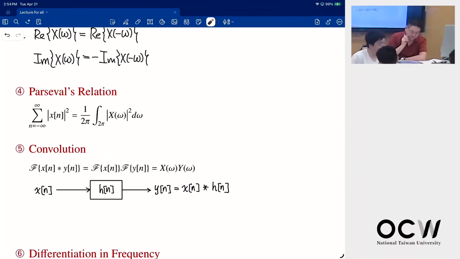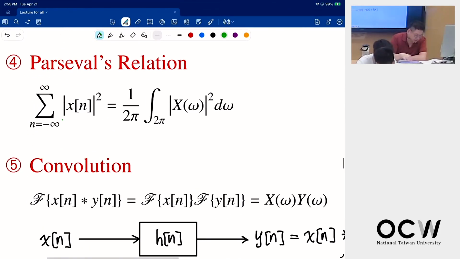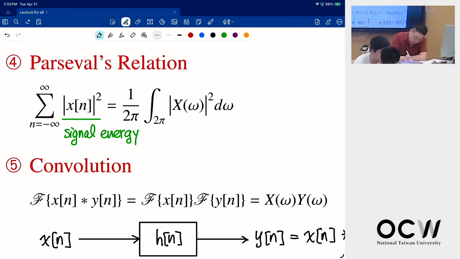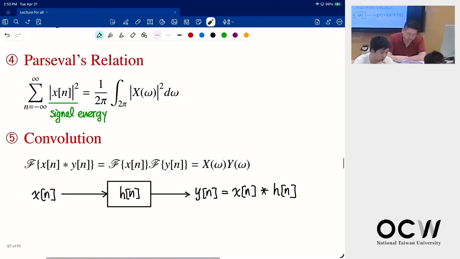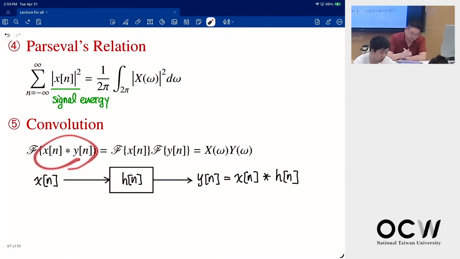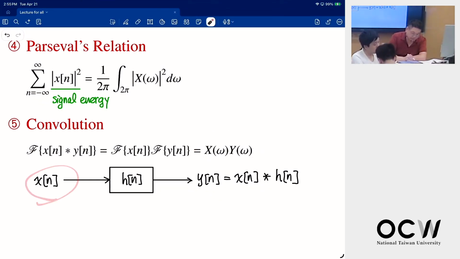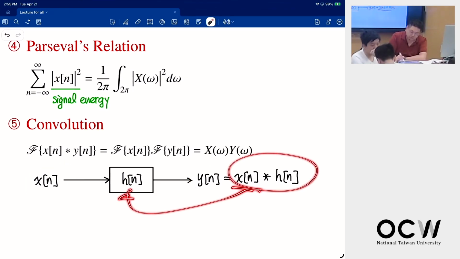Next one, Parseval's relation. The energy should be the same in the time domain and also the frequency domain. So this is called signal energy. Okay. Next, the convolution. Convolution in the time domain gives the multiplication in the frequency domain. If I have a signal, send it to an LTI system, then my output will be the convolution of your input and the impulse response.